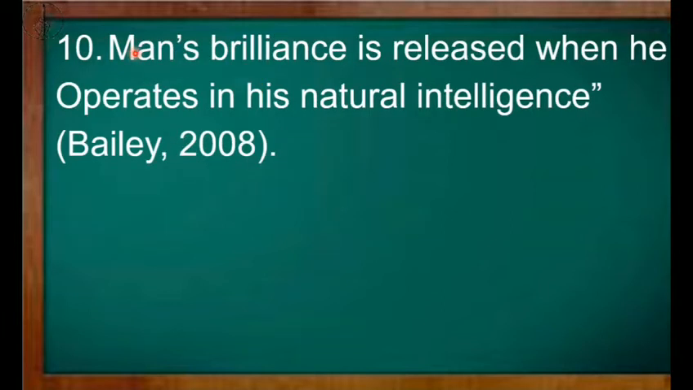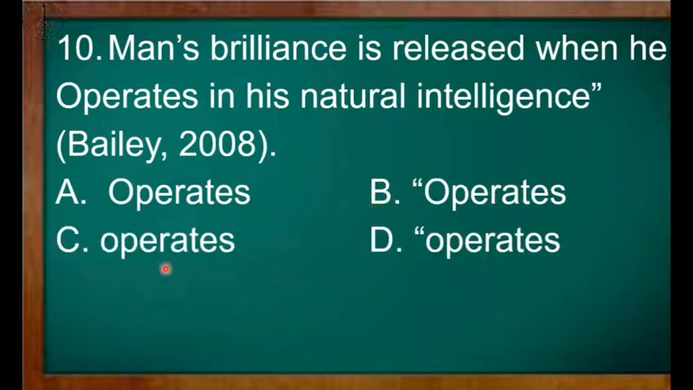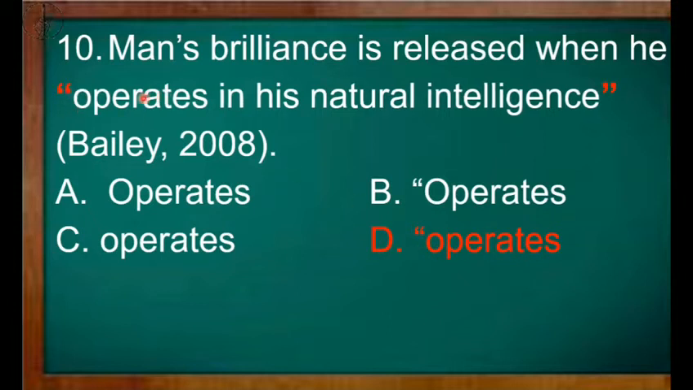Number 10. Man's brilliance is released when he operates in his natural intelligence. Alright. Bailey, 2008. Okay. Option A, option B, option C, and then option D. Now, if we are going to analyze carefully the sentence, notice we have here a quotation mark at the end of the sentence. And then, so, here, operates begins with capital letter. But what do you think is the answer? Alright, it should be like this. Quotation mark, and then operates. Operates, the O should be in small letter.